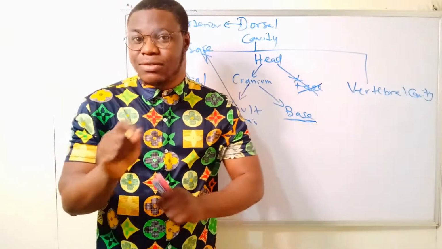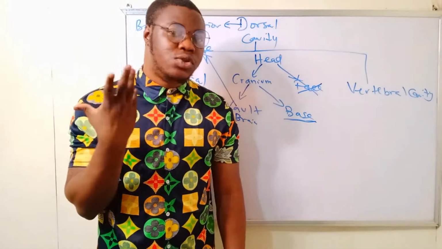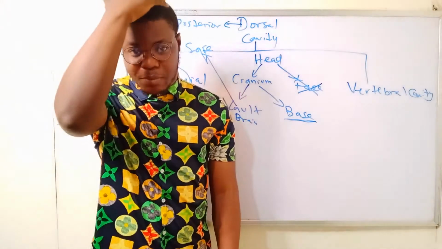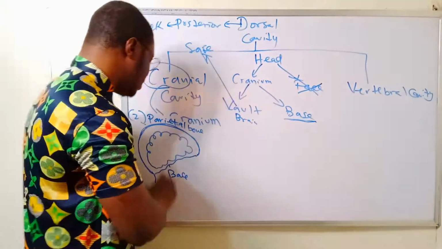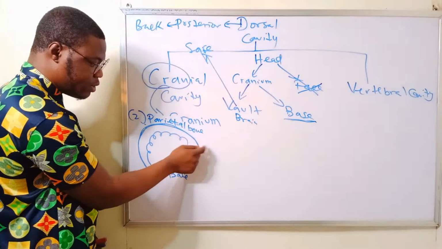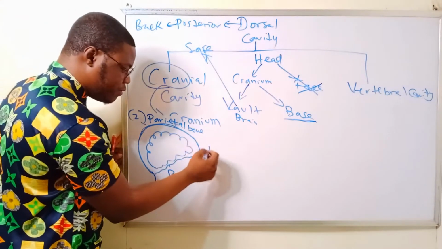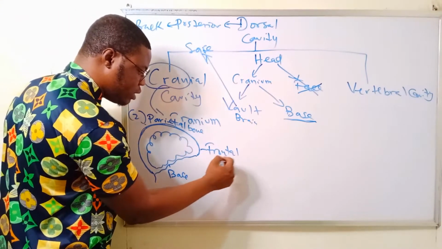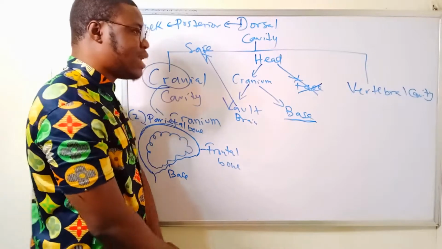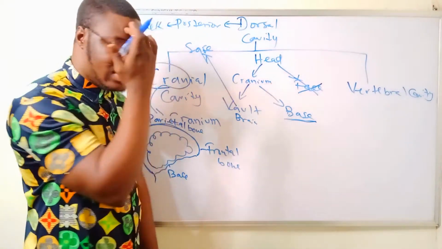So we are writing your structures in relation. Superiorly, what you are going to write is the parietal bones. Now, the next thing is this part in front. This part in front is called the frontal bone. Just like this. So this part is my frontal bone.